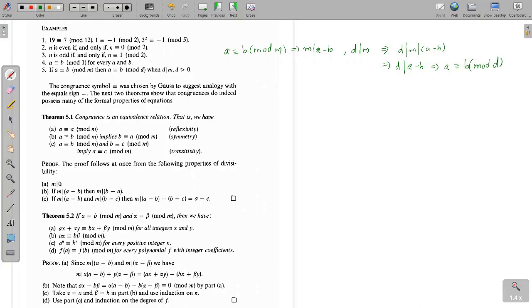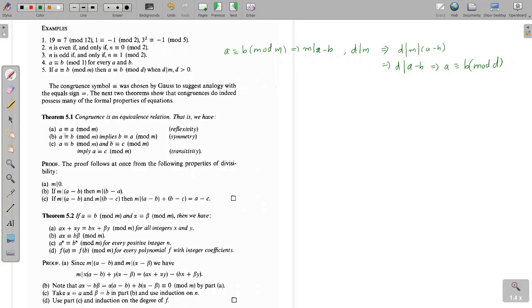Now we have a number of theorems, all elementary theorems. You might have seen these theorems in the graduate classes. However, we can review all these theorems once again. Theorem 5.1: congruence is an equivalence relation. So we have to prove it is reflexive, symmetric, and transitive.